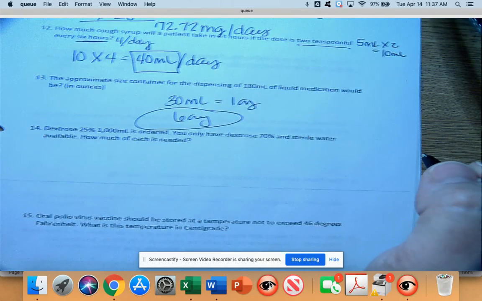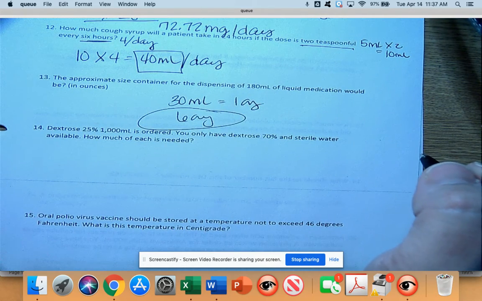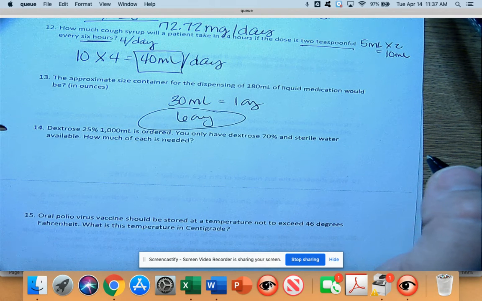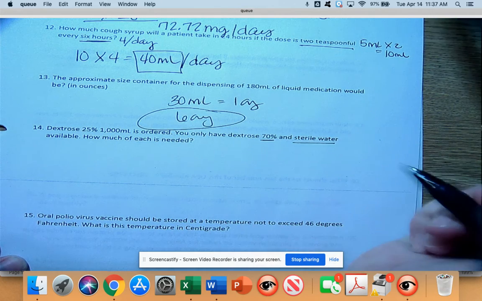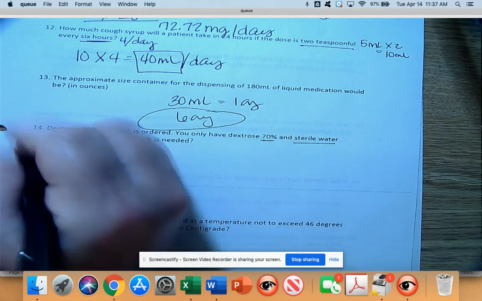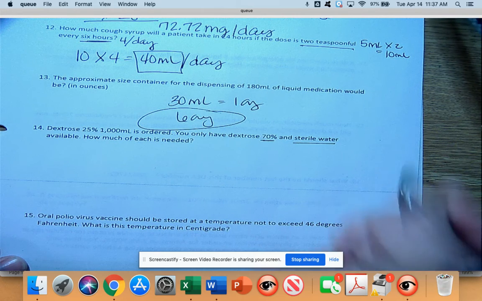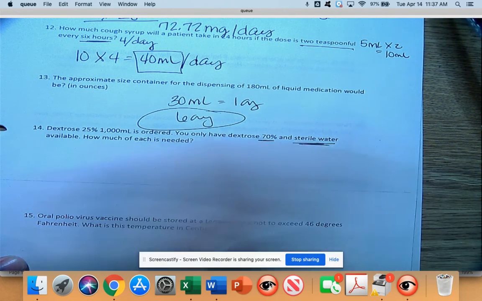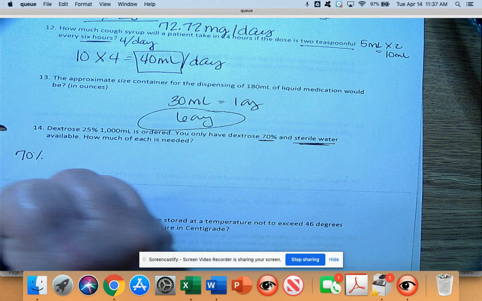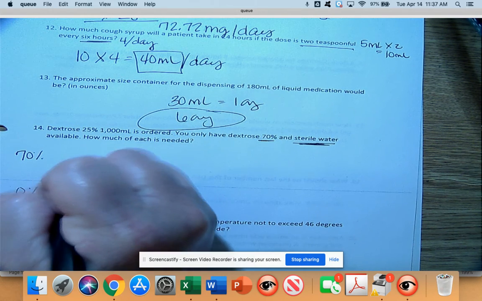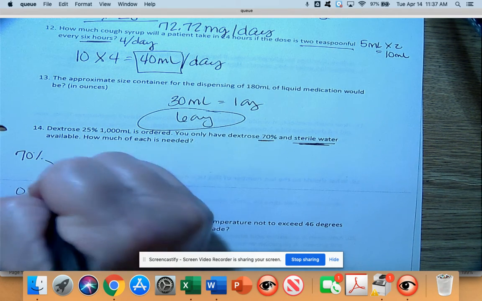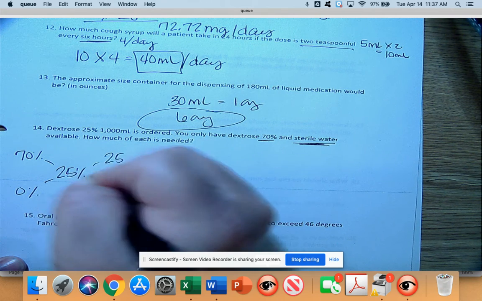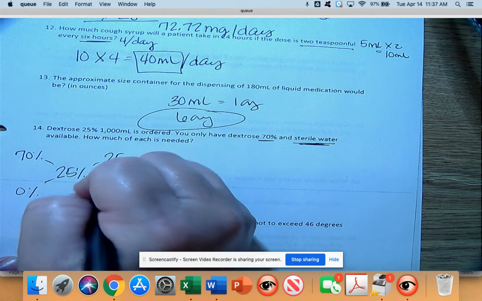Okay, number 14 is going to be an alligation. We've got a prescription for dextrose 25%, 1,000 mLs. We have a 70% and a sterile water. How much of each is needed? So remember, when you're working with alligations, you take your higher of what you have and put it on top. Your lower goes on bottom. What you want goes in the middle. Remember, I subtract here. 70 minus 25 is 45.